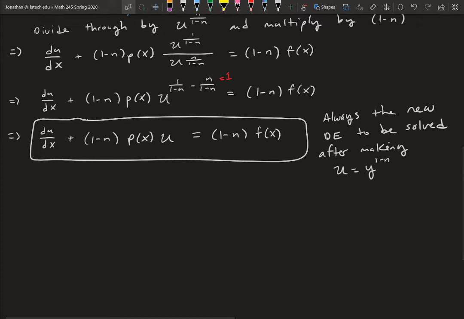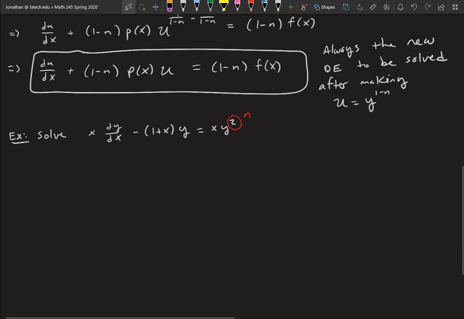So let's look at an example. Solve the differential equation x dy dx minus 1 plus x y equals x y squared. So this is a first order nonlinear non-separable equation. It's a Bernoulli equation because we see this term right here. So that's our n for our Bernoulli equation. So it's nonlinear, it's non-separable. We have to try something else, and we see that square term, so that hints to us that it's Bernoulli.